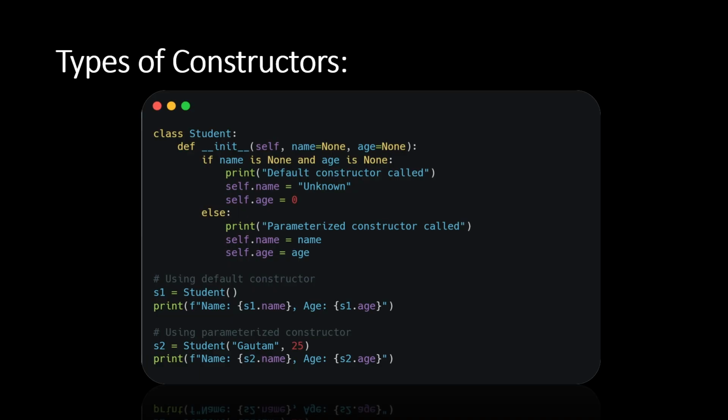Like as I try to show, s1 is an object where I create a student object. Here I do not provide any name and age, while in s2 I provide the name Gautam and age 25. So when the object s2 is created, the parameterized constructor is called, while for s1 the default constructor is called, right?